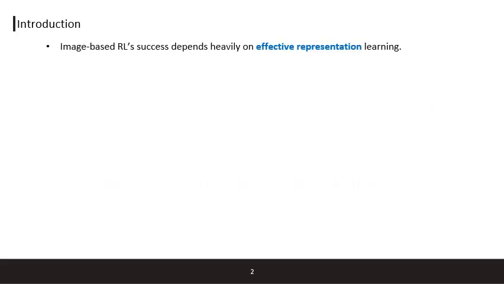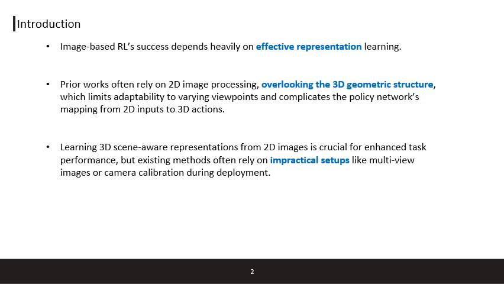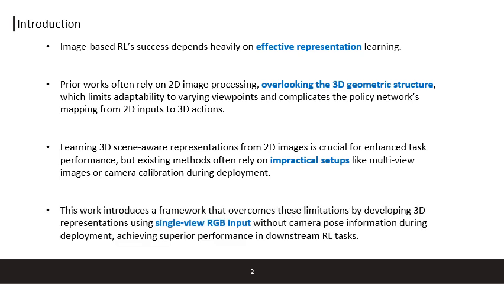Reinforcement learning, RL, enables robots to acquire complex skills, but its success hinges on effective representation learning, particularly in images. Traditional RL approaches process 2D images, neglecting the world's 3D geometric structure. Although 3D-aware representations are crucial, current methods often require calibrated cameras or multi-view setups. Our framework overcomes these challenges by deriving 3D representations from single-view RGB inputs without camera-posed data, improving downstream RL tasks.